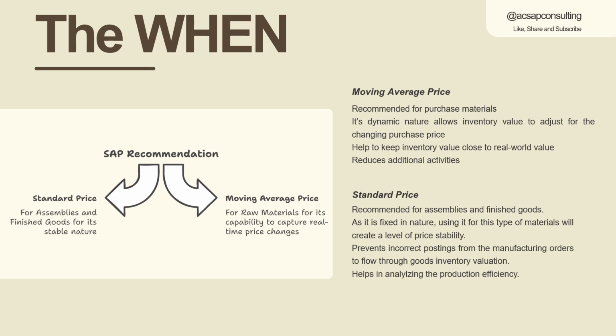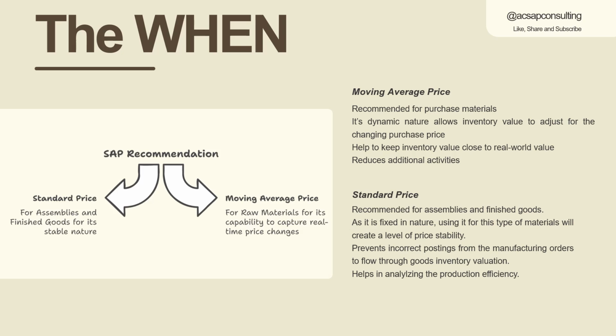And not only this, if there is any variance during the production, the standard price prevents the variance from impacting the inventory value, so this variance can be analyzed separately, which will also help us to make our manufacturing process much more efficient. That means, in short, it helps in increasing our production efficiency.